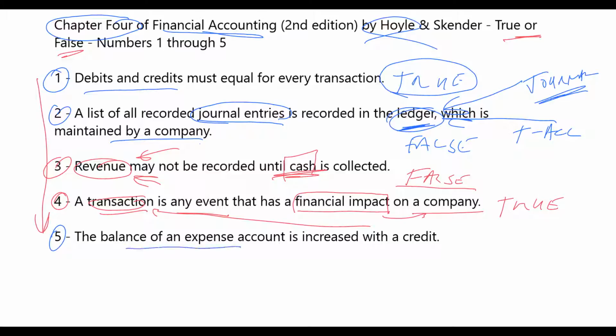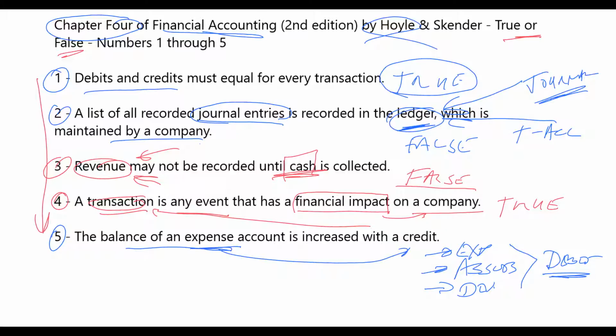Number 5, the balance of an expense account. Now, this is our first question about debits and credits. And what I have said, if you've followed through in the book and in the flashcards I have produced, is that the expenses, the assets, and the dividend distribution account, those are all things that require resources. They are all increased with a debit. So if the question's about an expense, an asset, or a dividend distribution, they increase with a debit. This question says an expense increases with a credit. It's exactly backwards. So therefore, that statement is false.